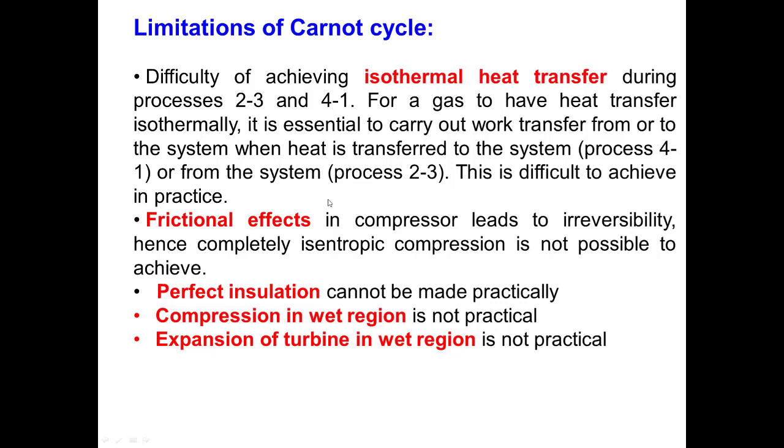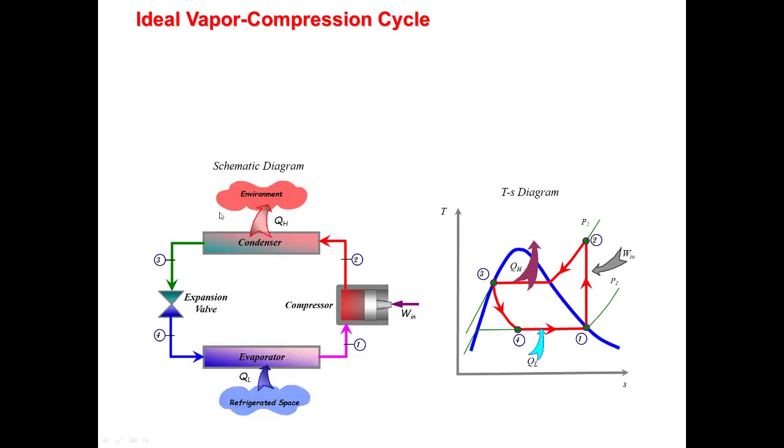So because of these limitations, we cannot implement Carnot's reverse cycle for the vapor compression cycle. So what's the solution for that? The solution is the ideal vapor compression cycle. Now in case of the ideal vapor compression cycle, what's the change in the component? The only component, the turbine, is replaced with the expansion valve.